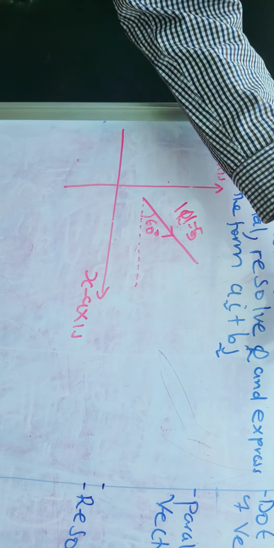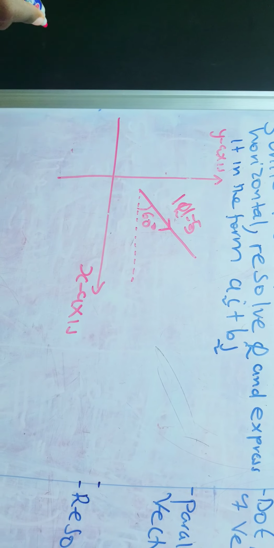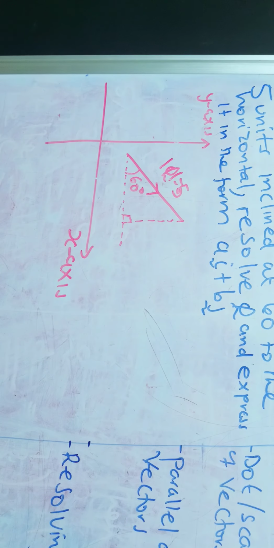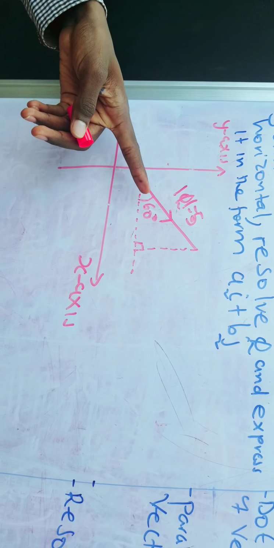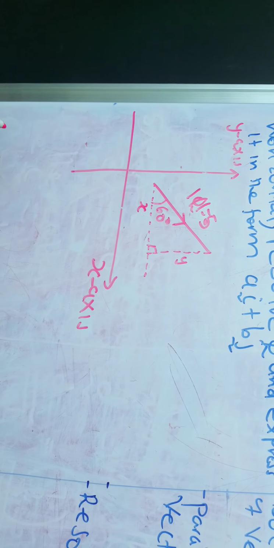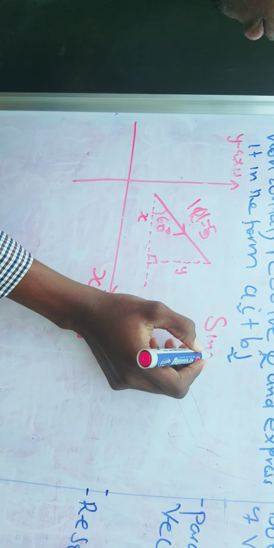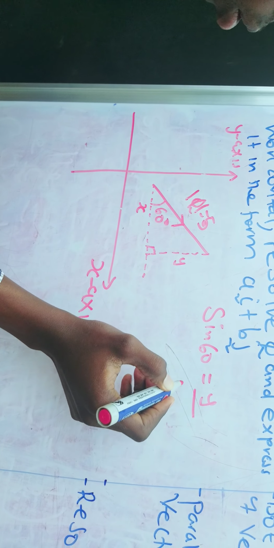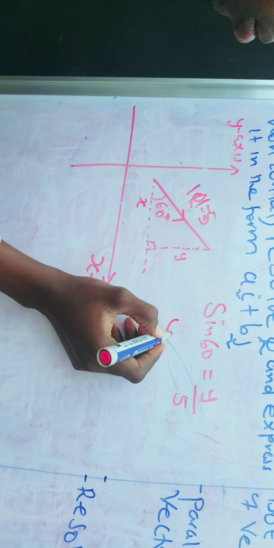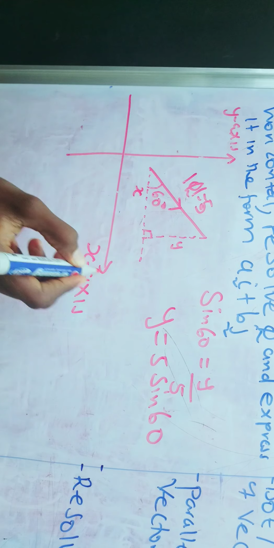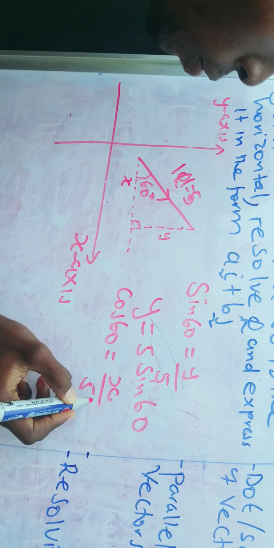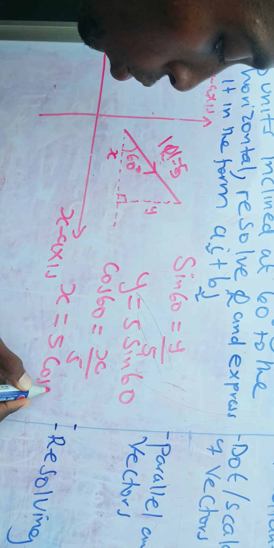We are saying to resolve a vector, we split it into perpendicular components. So I can create a perpendicular here like that to meet this horizontal at 90 degrees. And when you look at this, I've come up with a right angled triangle. If I call this my x and call this my y, from our knowledge of trigonometry, sine of 60 degrees will equal y all over 5, because the magnitude now is 5 units and it is the hypotenuse. So y becomes 5 sine 60. Then the cosine of 60 is going to equal x all over 5. X becomes 5 cos 60.